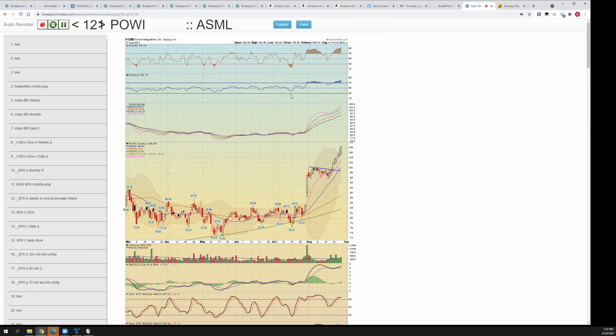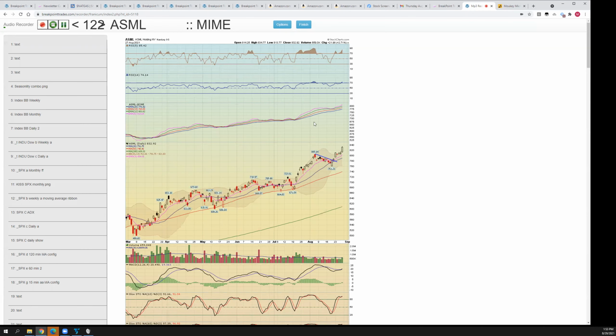Next. Chart 121, POWI, really nice move out of the pattern. So I hope you get the idea, guys. Really the bread and butter here at Breakpoint Trades is our trade ideas. We have great setups here. Start doing them. Next.